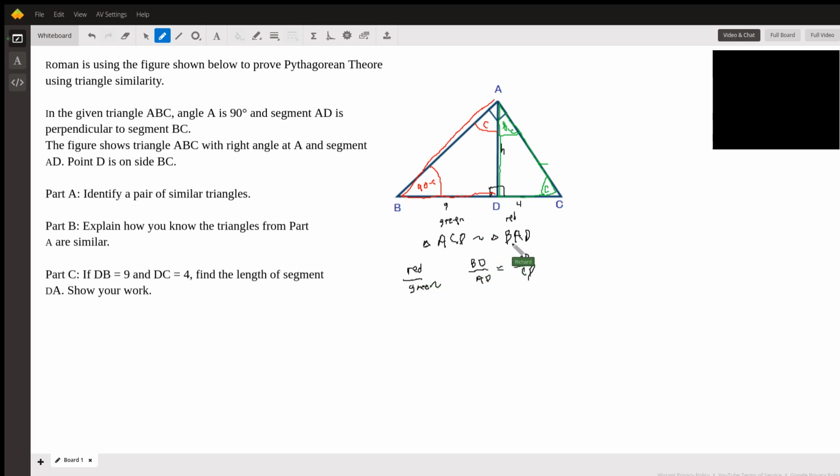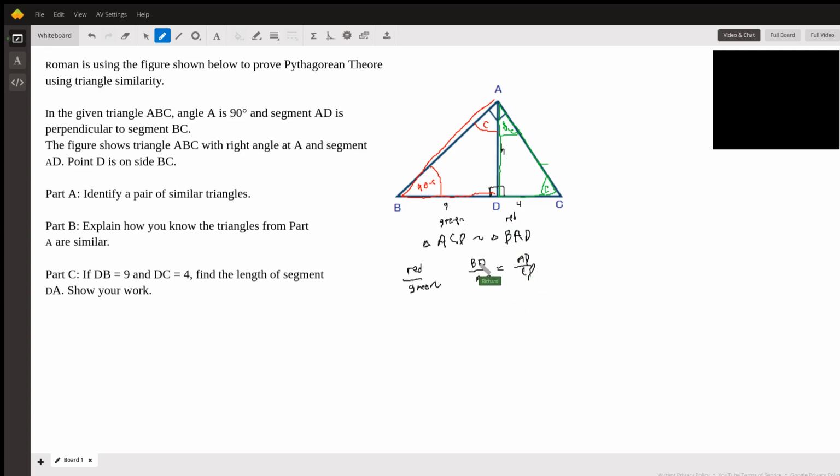So the red is BD, the first and the last, over green, which would be the first and the last, AD. And then AD, which would be red, AD, which is the height here, corresponds to CD. AD is the second and the third here divided by the second and the third here. Okay, so it just takes a lot to keep track of.